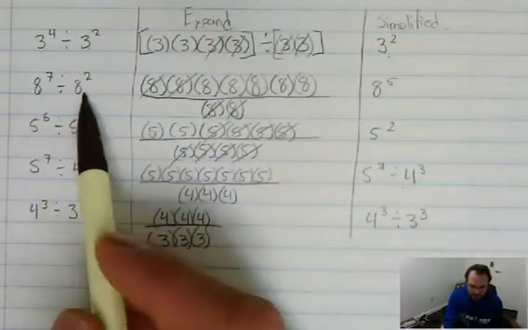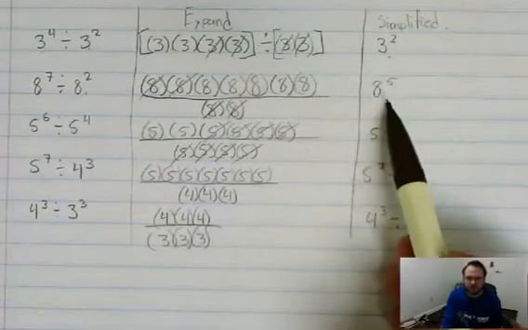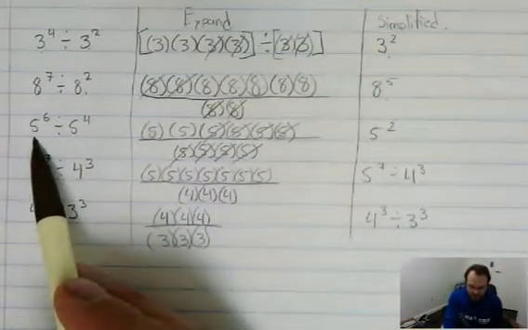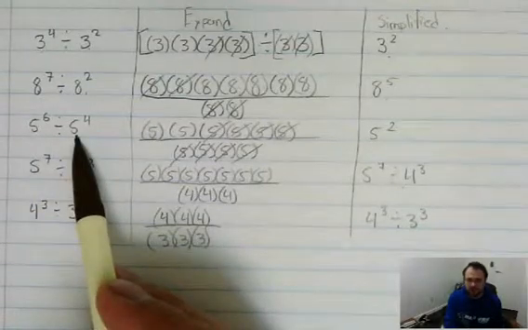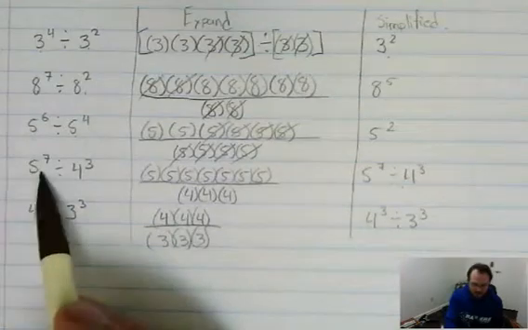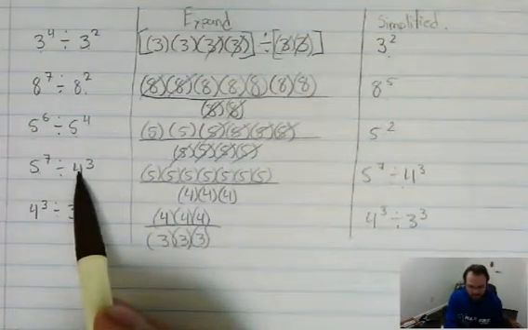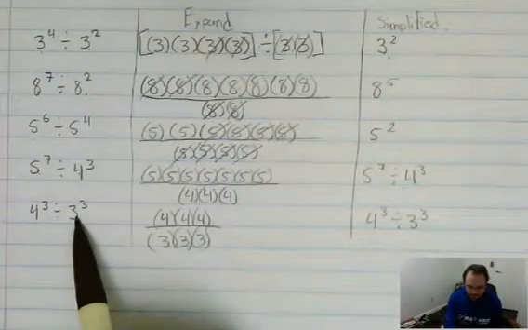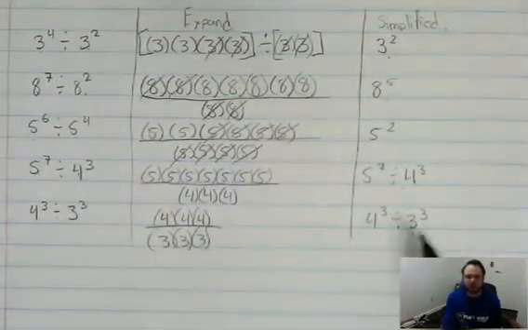8 to the power of 7 divided by 8 to the power of 2 is simplified to 8 to the power of 5. 5 to the power of 6 divided by 5 to the power of 4 is 5 to the power of 2. 5 to the power of 7 divided by 4 to the power of 3 cannot be simplified. 4 to the power of 3 divided by 3 to the power of 3 cannot be simplified.